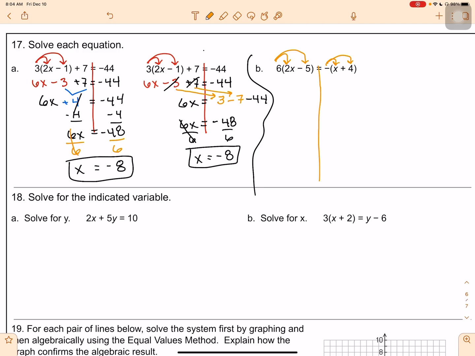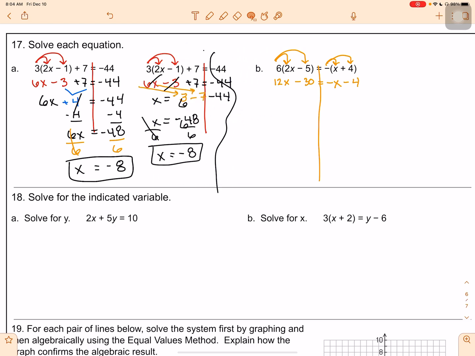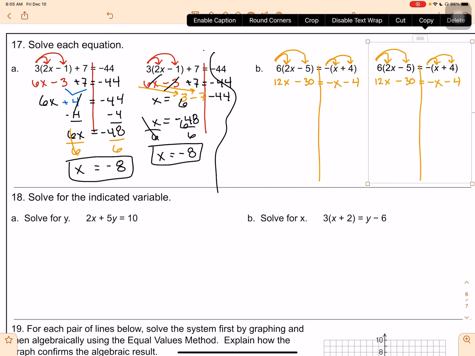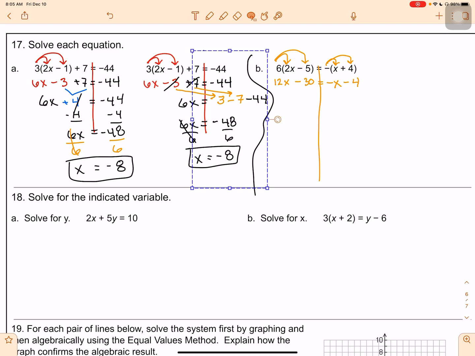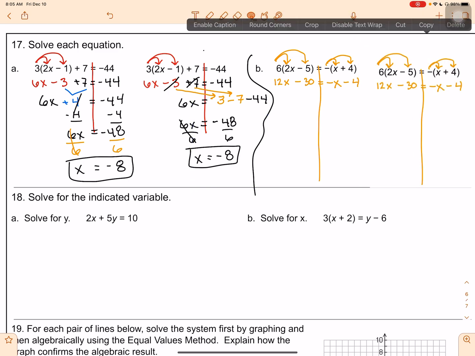So 6 times 2x is 12x, and 6 times -5 is -30. Negative times x is -x. Negative times +4 is -4. Let me just move all this over real quick. Let's see if I undo all that. If it'll let me still paste. Yep, cool. All right. So now I'll do the 2 different methods.